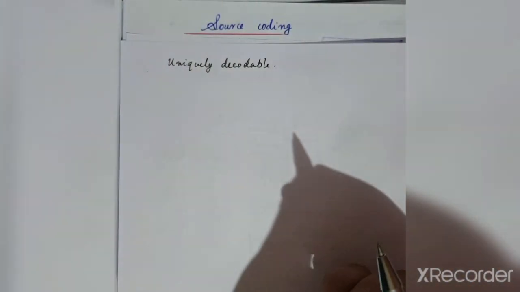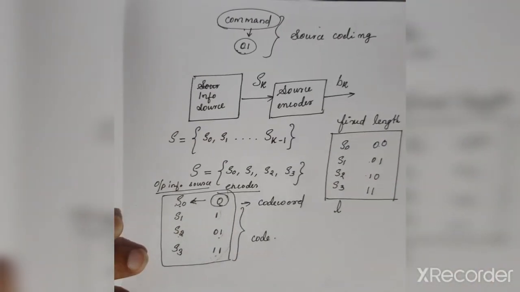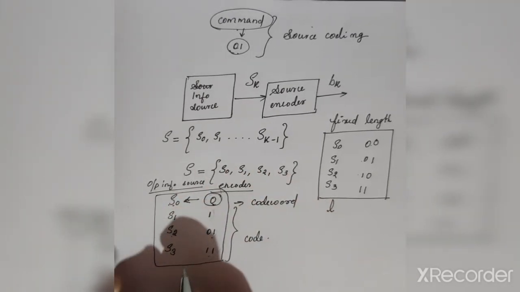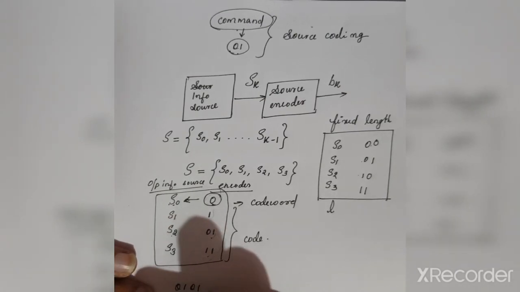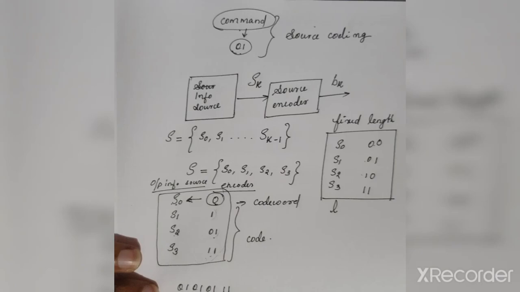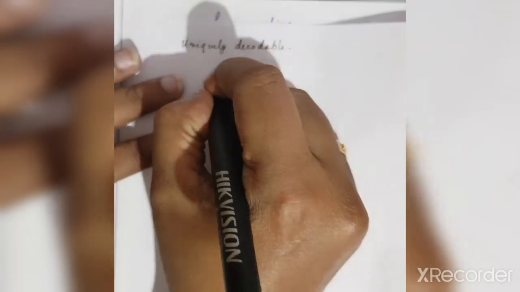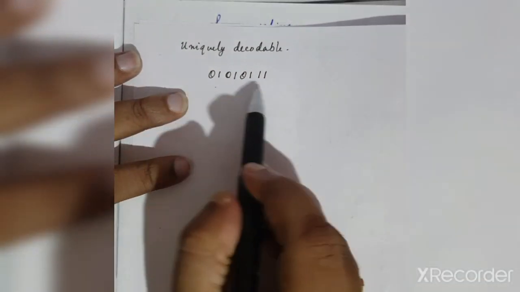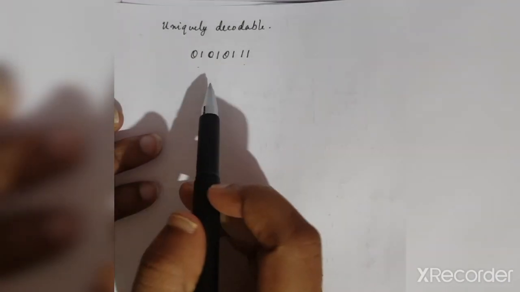Let's investigate what this property of uniquely decodable is, using this example. Suppose I have transmitted a binary sequence like 0 1 0 1 0 1 1 1. We know that if we have done encoding at the transmitter, we should do the reverse process of decoding at the receiver. So obviously the receiver is going to perform decoding.